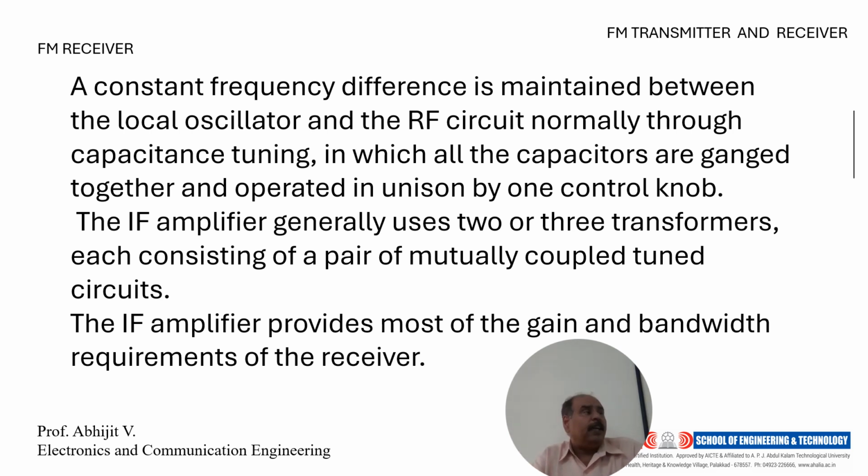The IF amplifier generally uses 2 or 3 transformers, each consisting of a pair of mutually coupled tuned circuits. We use a transformer to amplify the intermediate frequency that is being received. The IF amplifier provides most of the gain and bandwidth requirements for the receiver. So one of the most important components of an FM receiver is the IF amplifier.